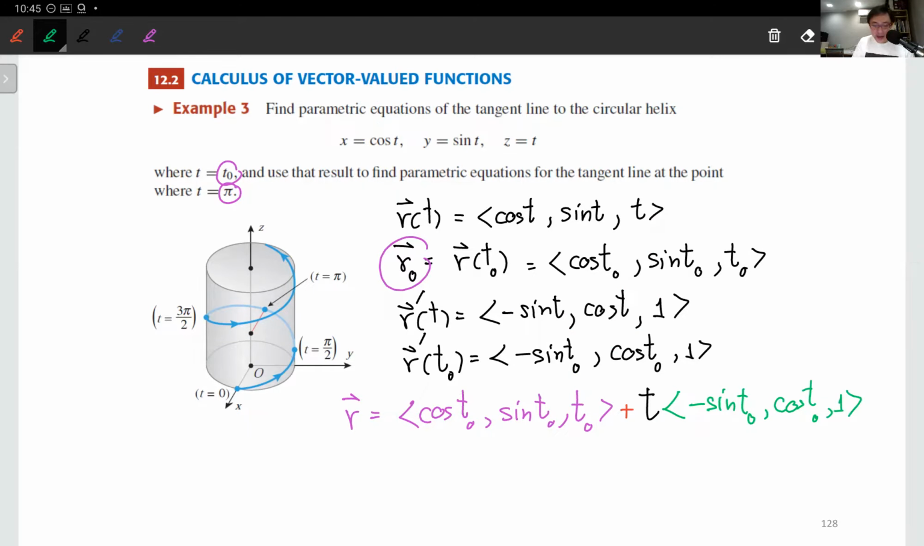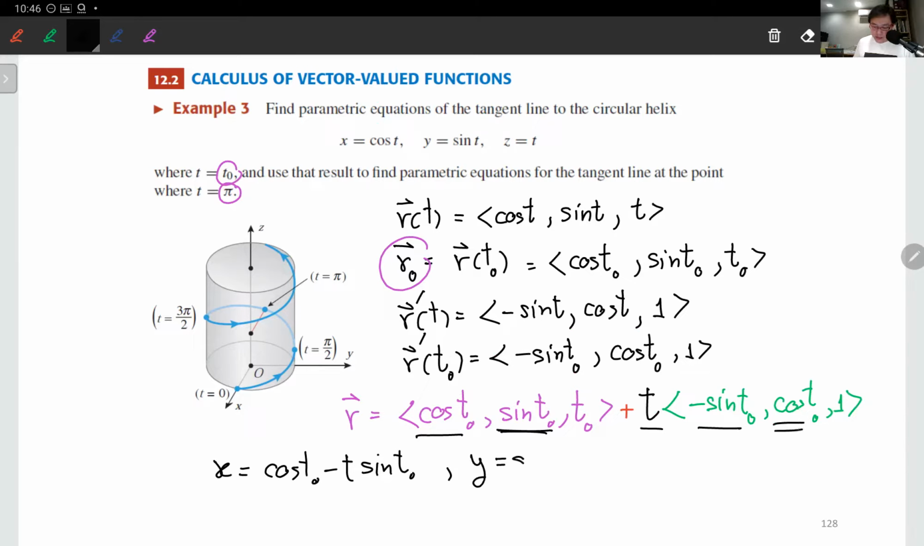All right. And then you can spread them out, talking about the x component. So you can say x is going to be, just take the x component here. Bam, bam. So it's going to be cosine t naught minus t sine t naught. And then you do y component. You take bam, bam, bam, bam. So it's going to be sine t naught plus t cosine t naught.